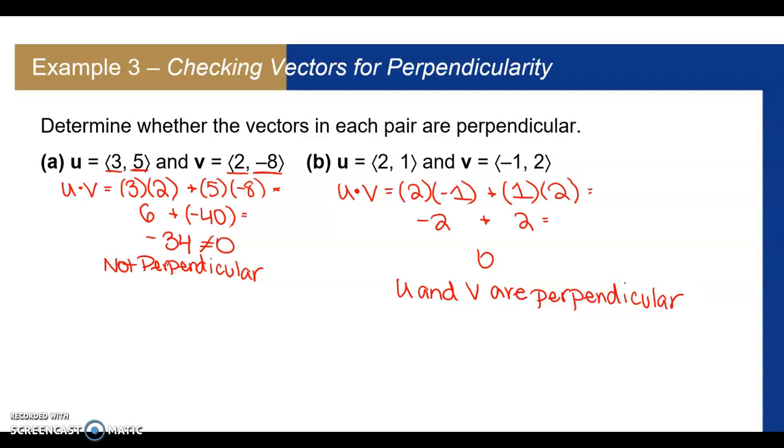Okay? All right, so that's our notes for now. So let's go ahead and start practicing with some homework over this whole dot product and angles between two vectors.